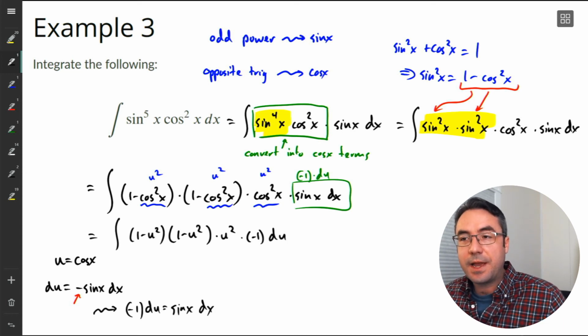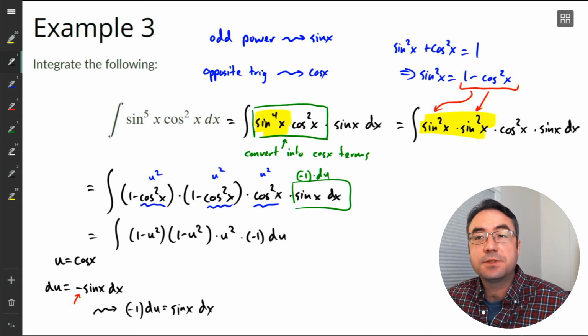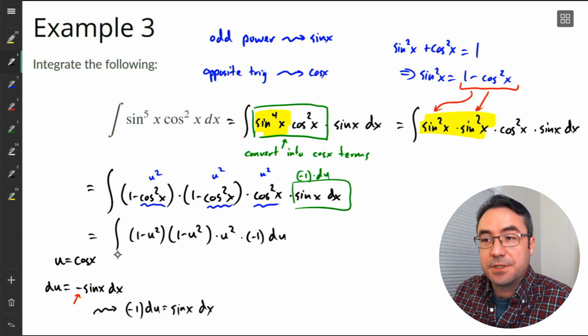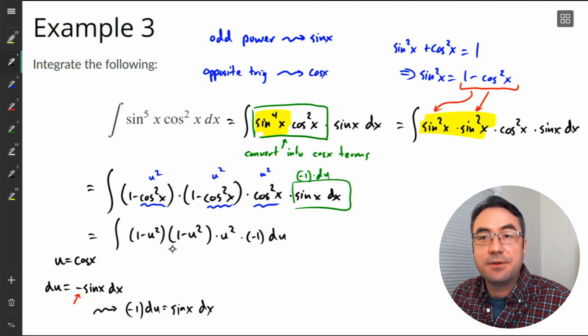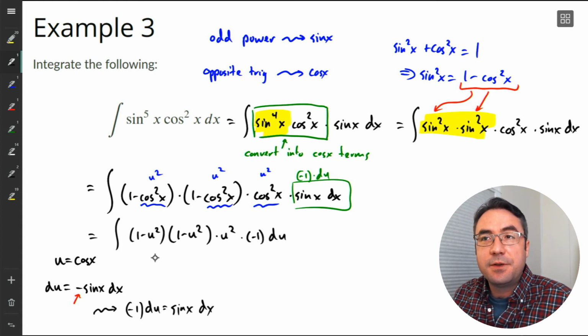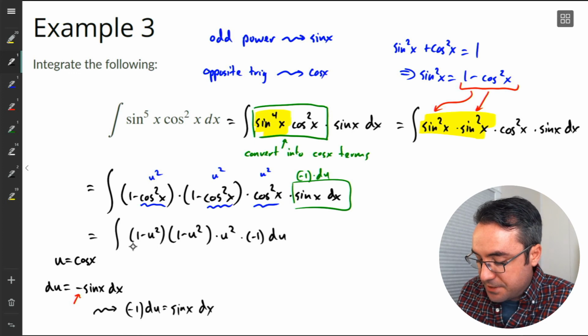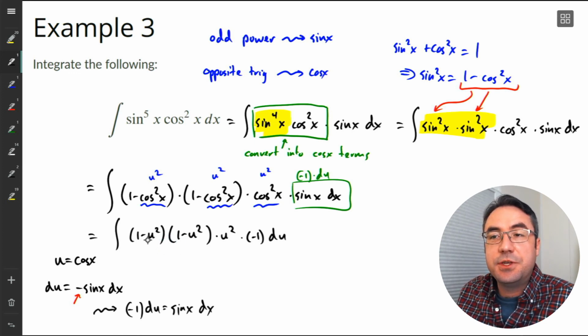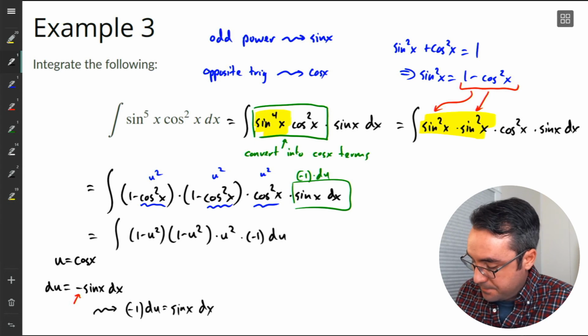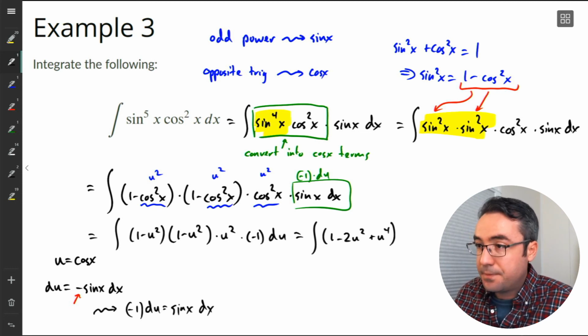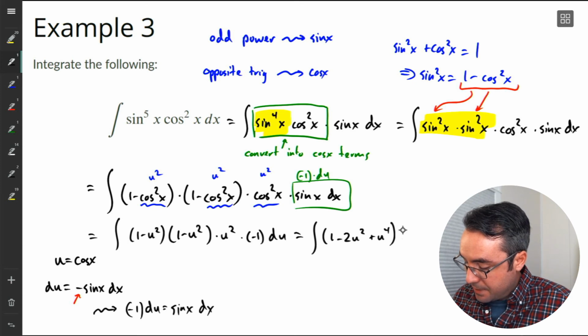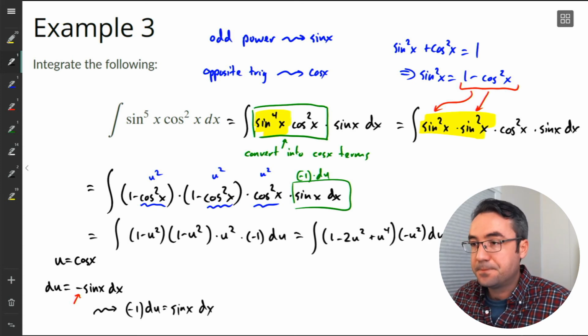And we're at a point now where we can just multiply all of this out. It's going to take a little bit of work, but then we can use power rule to do the integration. So let's start by multiplying out the 1 minus u squared with the 1 minus u squared here. We get the integral of 1 minus 2u squared plus u to the 4th, and then we have negative u squared there, du.